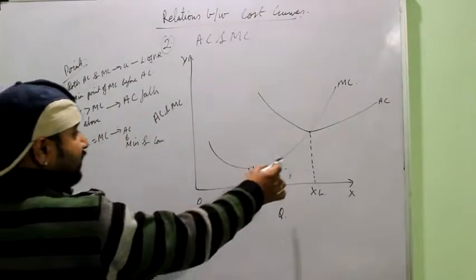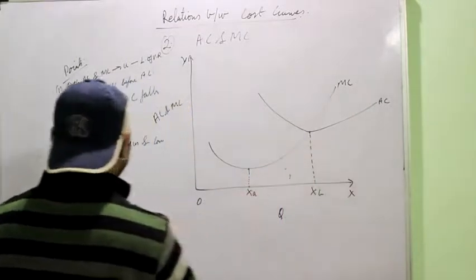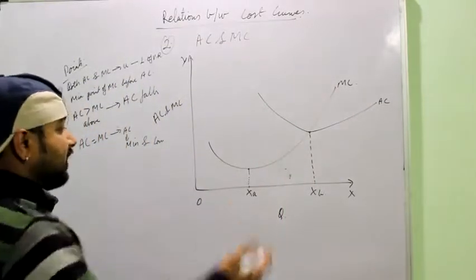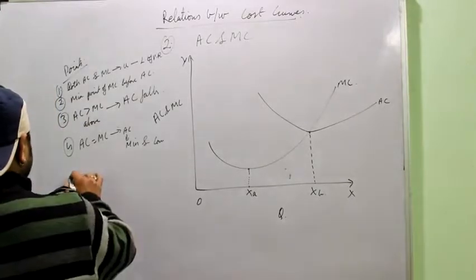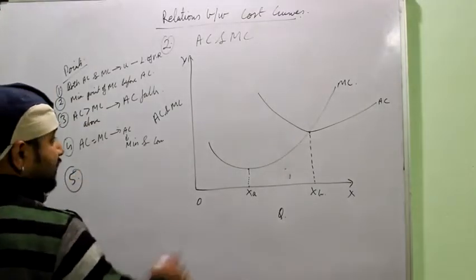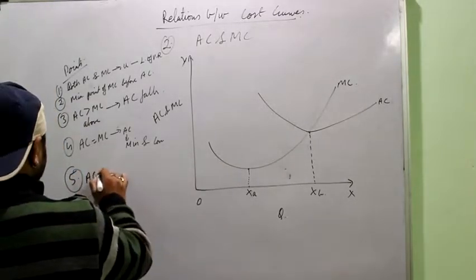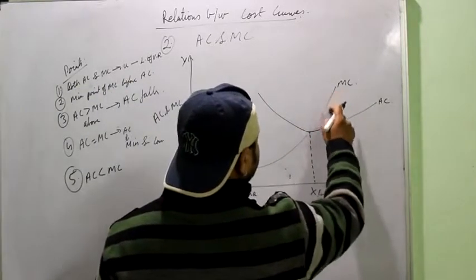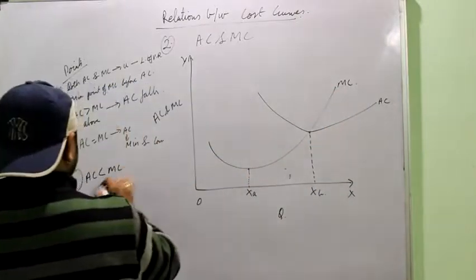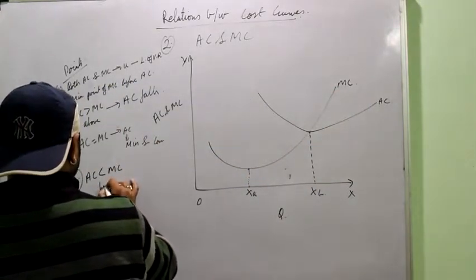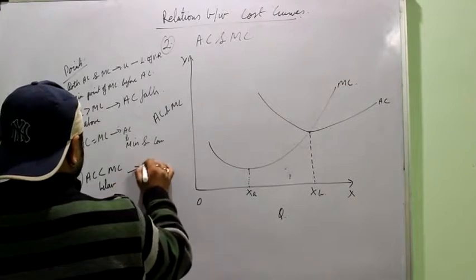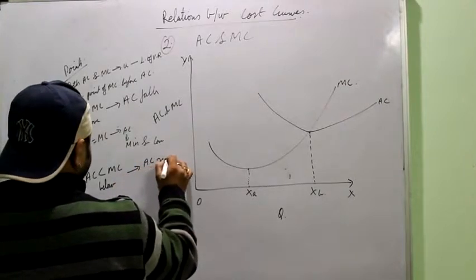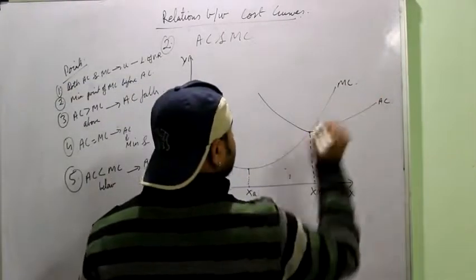When AC is equal to MC at this point, then AC is minimum and it is constant at this particular level. Then fifth is when AC is less than MC, this phase. Now MC is more, it is above AC. Or you can say when AC is below MC, then you can see AC starts rising from this point, right?